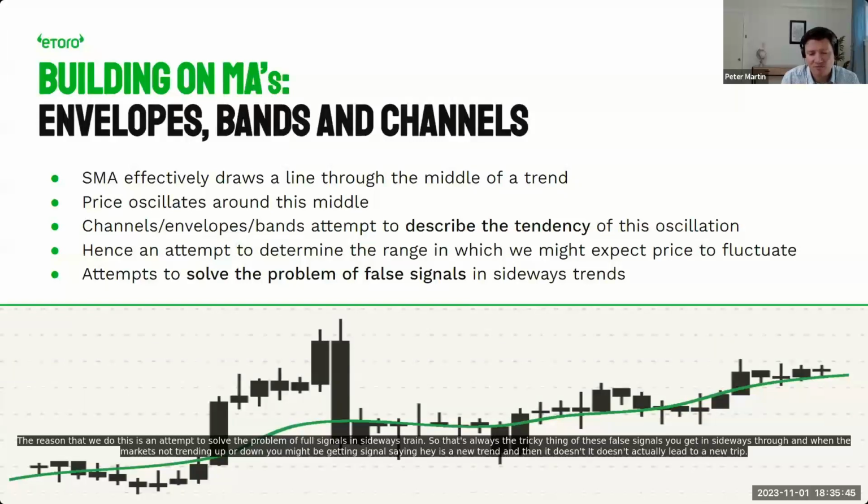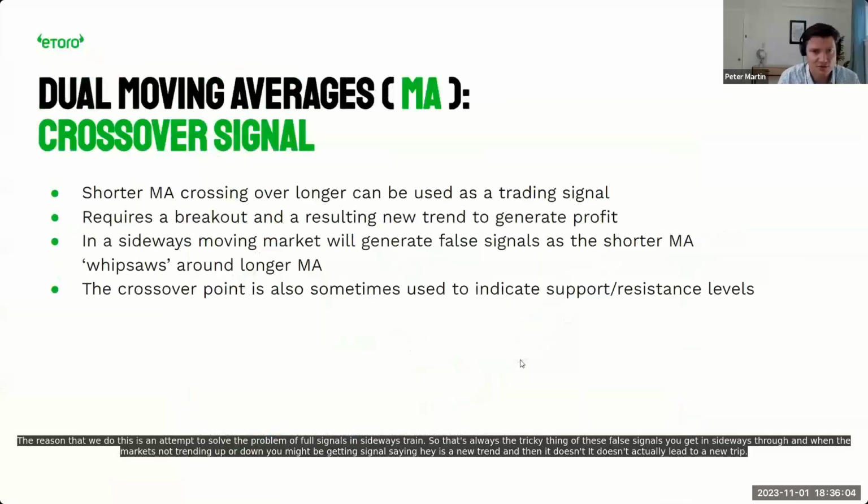And then the reason that we do this is an attempt to solve the problem of false signals in sideways trends. So that's always the tricky thing, these false signals you get in a sideways trend. When the market's not trending up or down, you might be getting signals saying, hey, here's a new trend, and then it doesn't actually lead to a new trend.